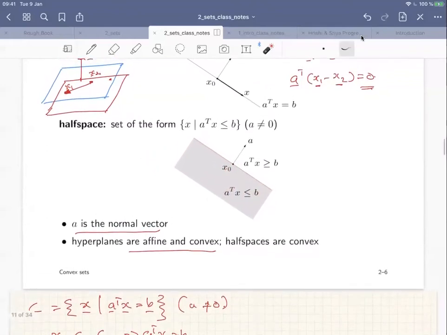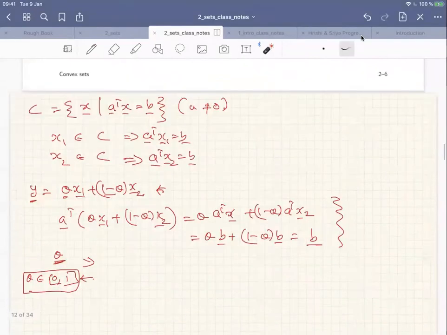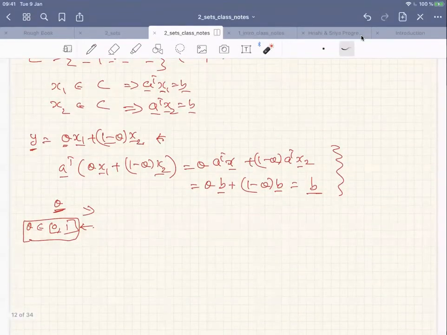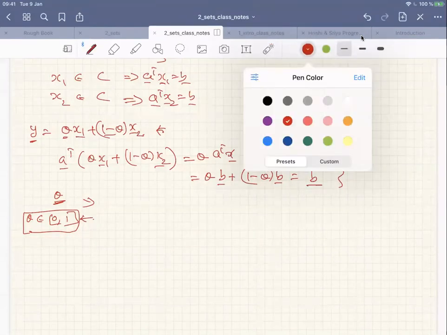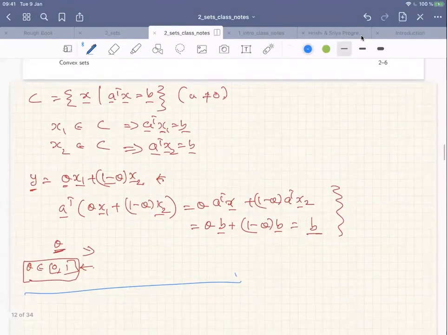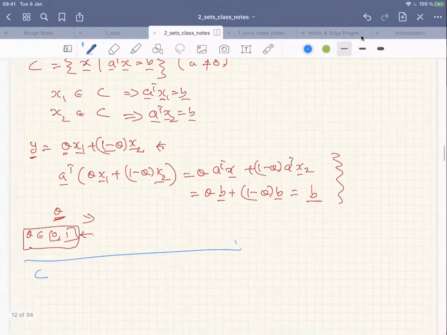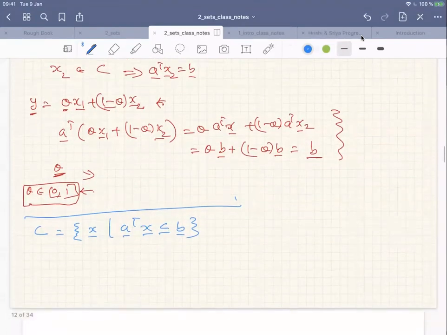Now, we saw that hyperplanes are affine and convex, but half spaces are convex. They are not affine. How do we prove this? Again, we follow a similar argument. Consider the half space, the set of x such that A transpose x is less than or equal to b.